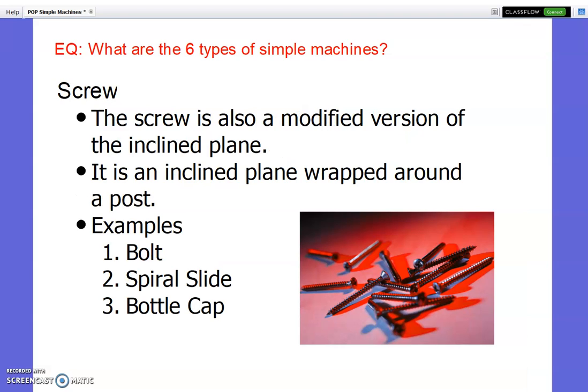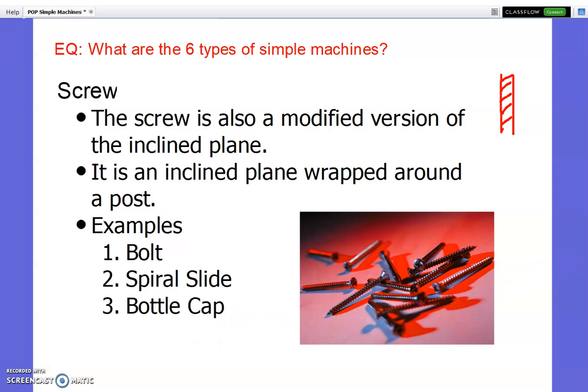The last type of simple machine is the screw. And a screw is really just a modification of the inclined plane. It is essentially an inclined plane wrapped around a post. That inclined plane goes around it, and that creates the threads of the screw. Besides, obviously, a screw being an example, another example would be a bolt, a spiral slide, like if you go to the playground and it wraps around or spirals down, or a bottle cap has a screw cap lid on top as well.